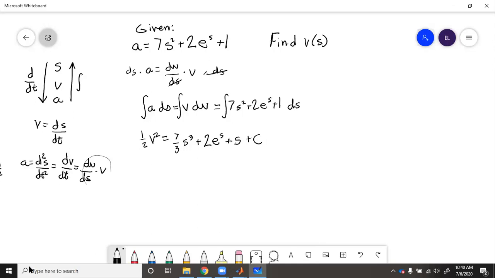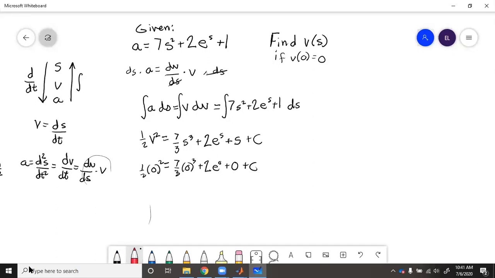So in order to know what this constant is, we have to be given an initial velocity. So we'll say find v of s if v of 0 equals 0, initial conditions. Every time you integrate, you need to know initial conditions or bounds of integration. So if v of 0 is 0, then we'll put in 0 for everything. So 7/3 times 0 plus 2e to the 0 plus 0 plus constant equals 1/2 times 0 squared.